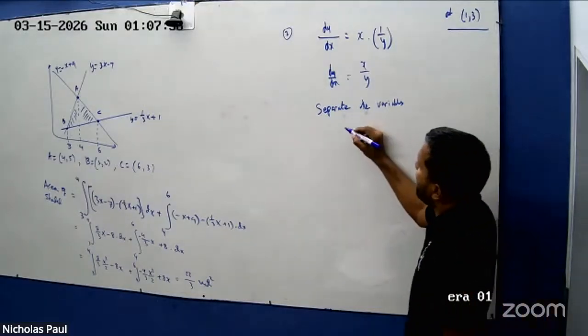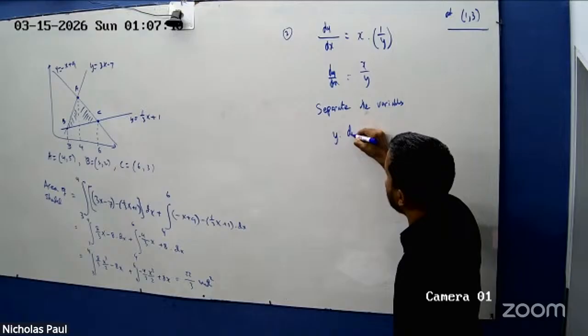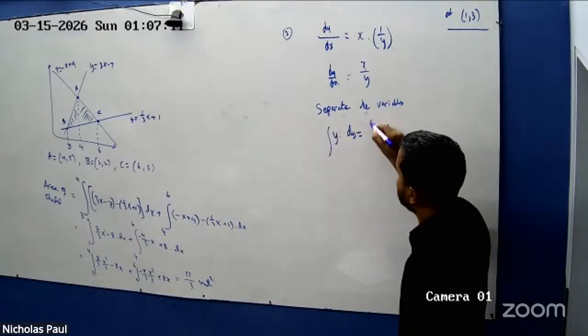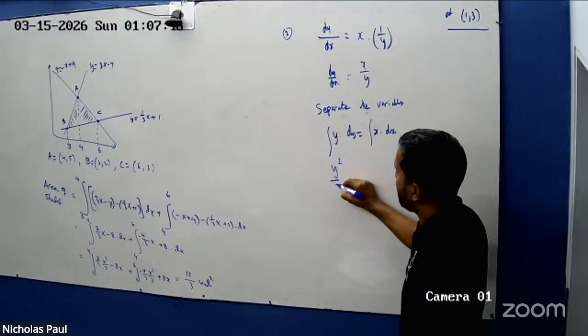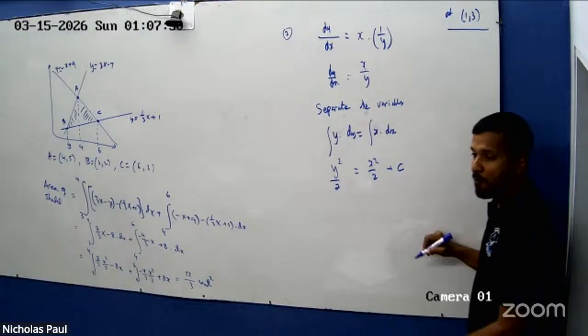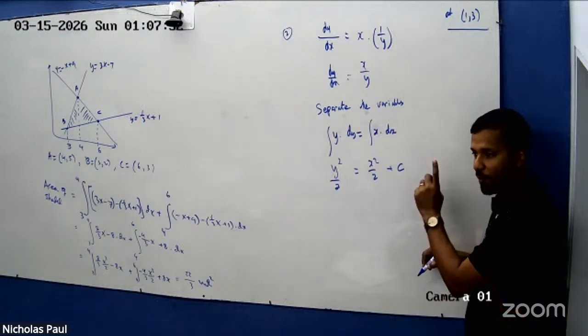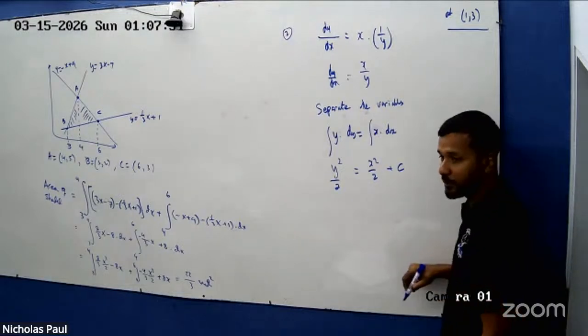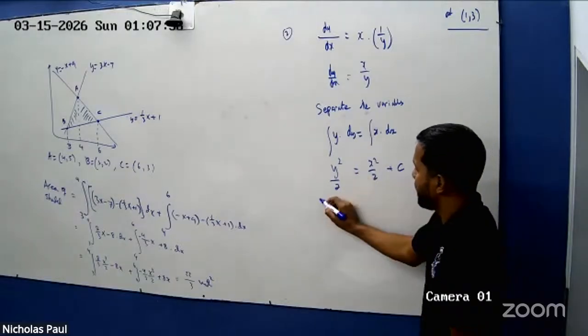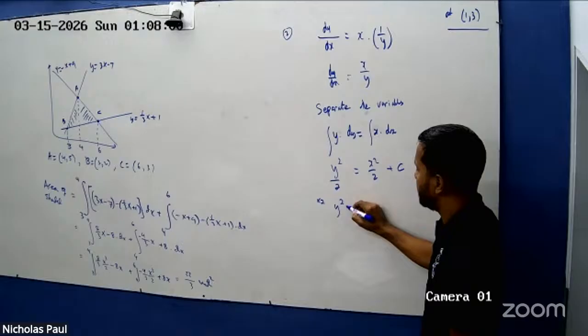Right, so you separate the variables, you'll get y dy is equal to x dx. You have to integrate, you'll get y squared on 2 equals x squared on 2 plus c. Remember I explained to you why I have one constant only, right? And then you want to solve for c. And if you want, you can multiply everything by 2.